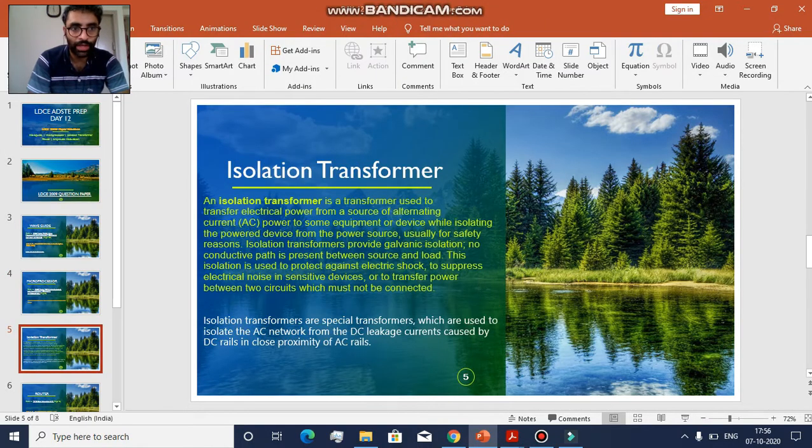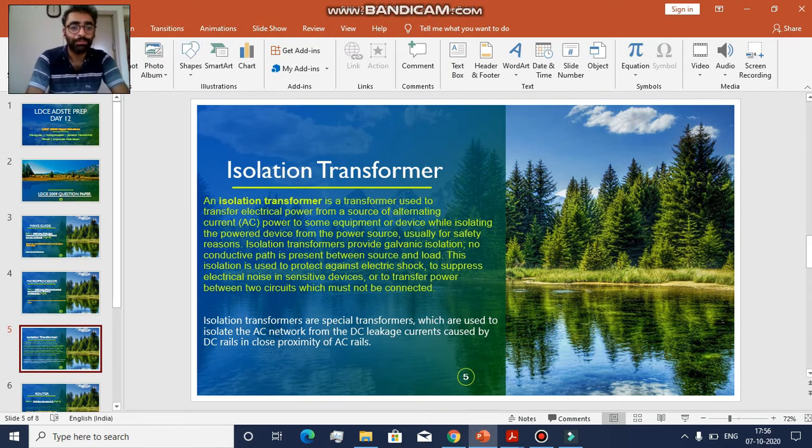The next topic that we are going to discuss today is the isolation transformer. Isolation transformer is also something for which I could not find any mention in any of the ERESET notes, but I got a good amount of content from the internet, especially from one of the PDFs by ABB, where I could get a good description of the isolation transformer and its application in the Indian Railways.